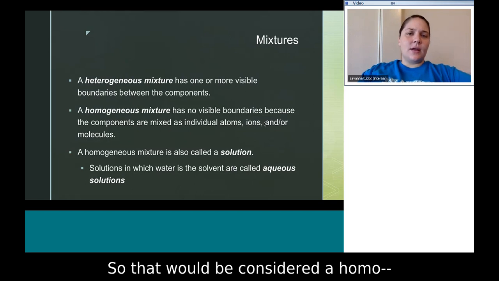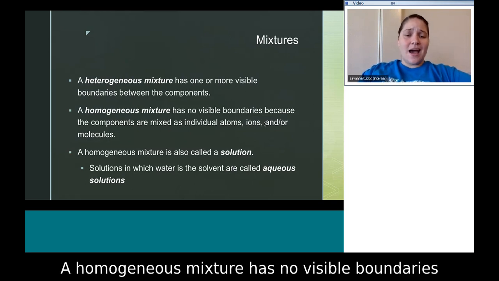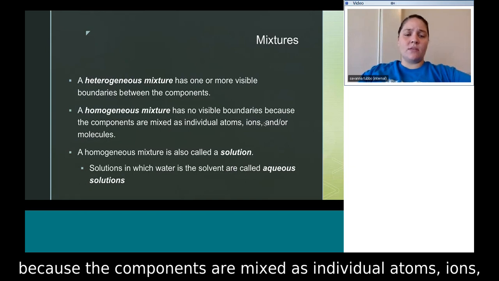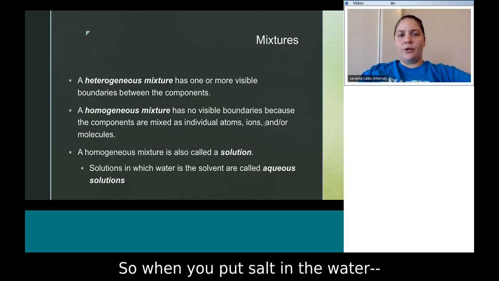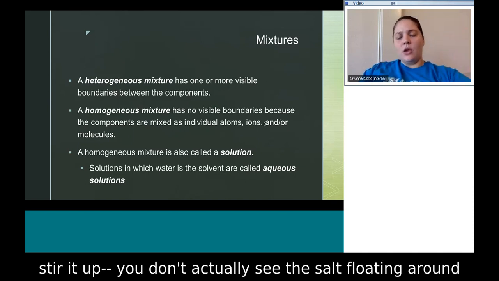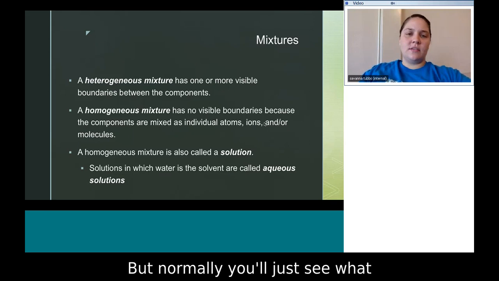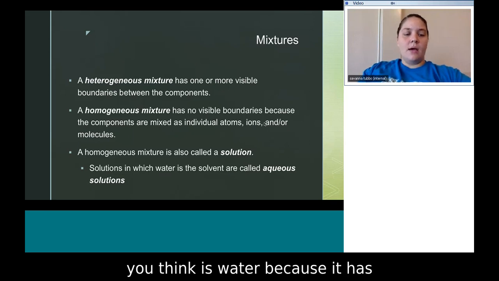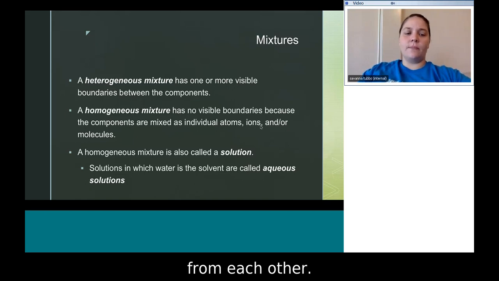So that would be considered a heterogeneous mixture. A homogeneous mixture has no visible boundaries because the components are mixed as individual atoms, ions, and/or molecules. An example of a homogeneous mixture could be salt water. When you put salt in the water and stir it up, you don't actually see the salt floating around in there unless you have a very concentrated amount. But normally you'll just see what you think is water because it has no visible boundary separating the salt and the water from each other.